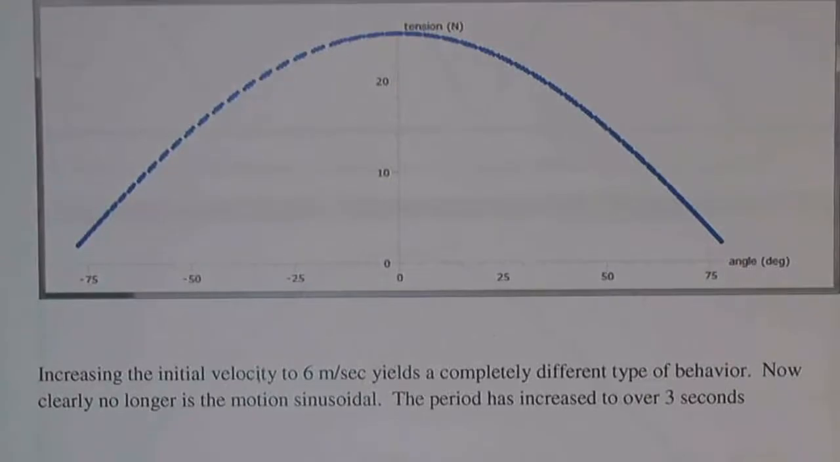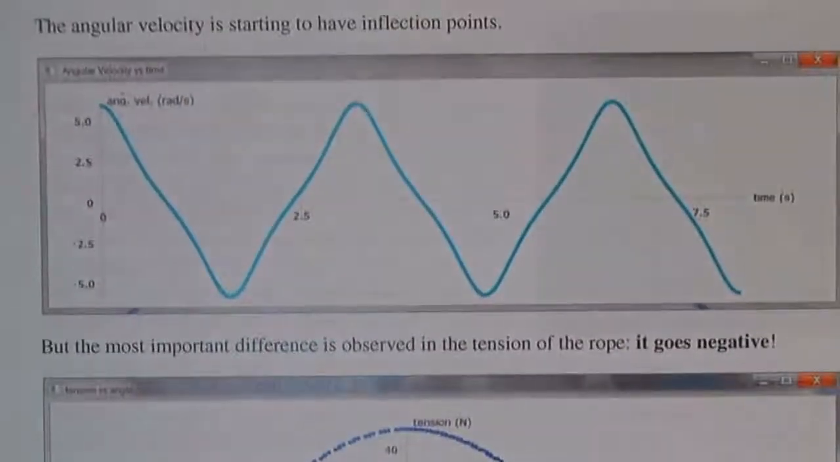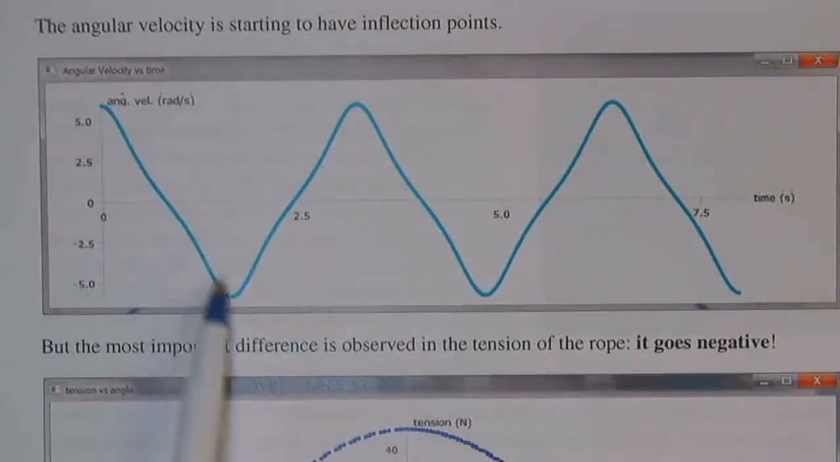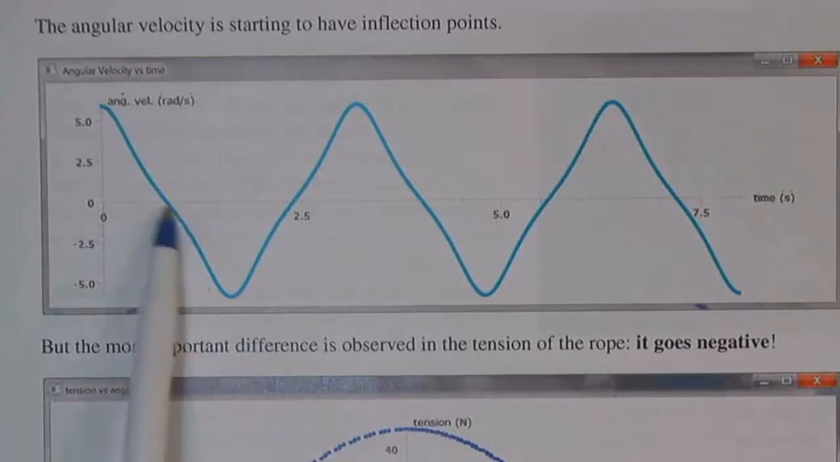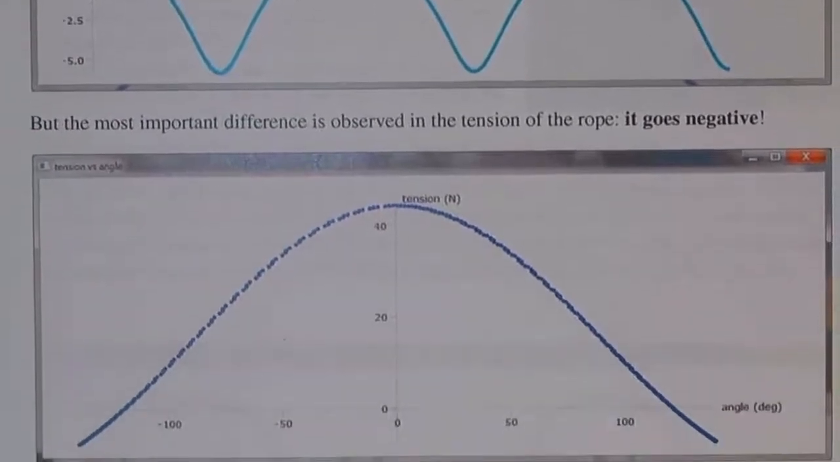The changes from simple harmonic motion are really obvious here in the angular velocity. Not only does this look like a triangle wave, it actually has inflection points here. All right, so this is clearly a very different angular velocity than what we've had before. But the largest difference is actually in the tension of the rope.